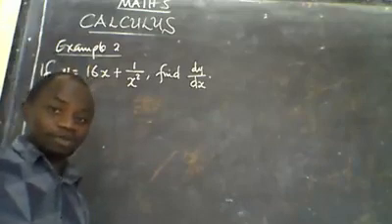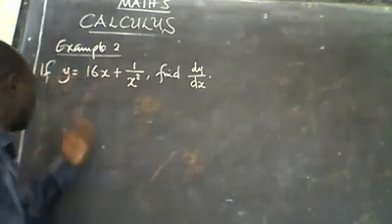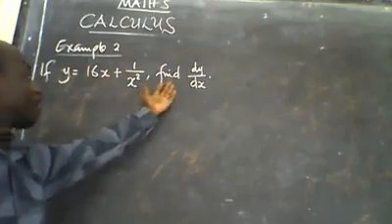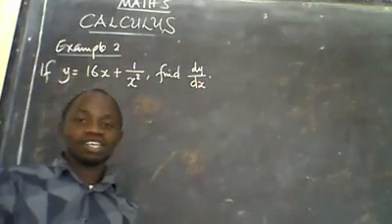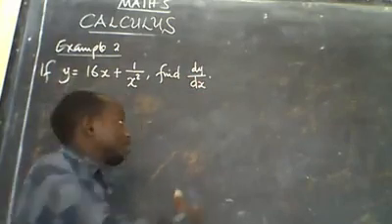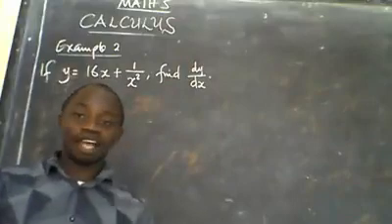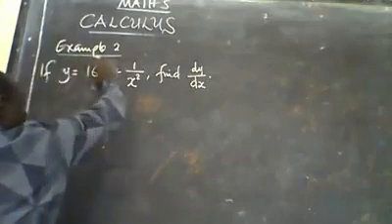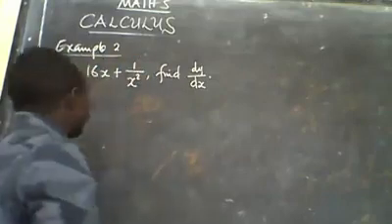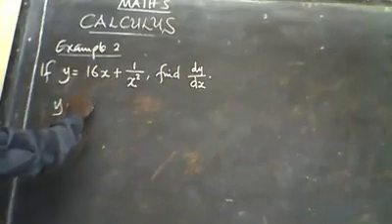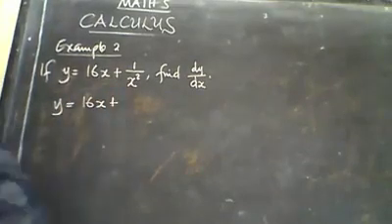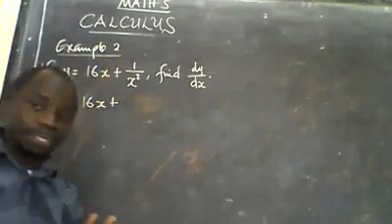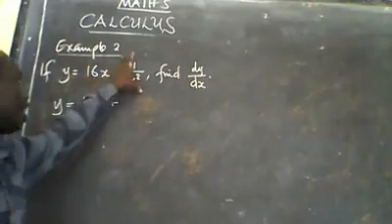Well, let's look at number 2. If y is equal to 16x plus 1 over x squared, find dy dx. How do we find dy dx? We are asked to differentiate, so this is the equation we are differentiating. Let's begin. So we have y is equal to 16x plus this. If you look at this equation, it has got 2 terms again.